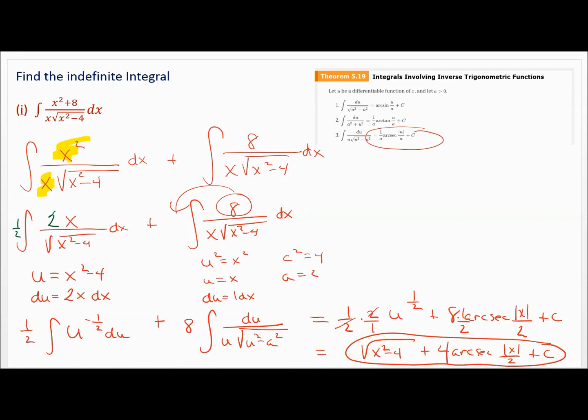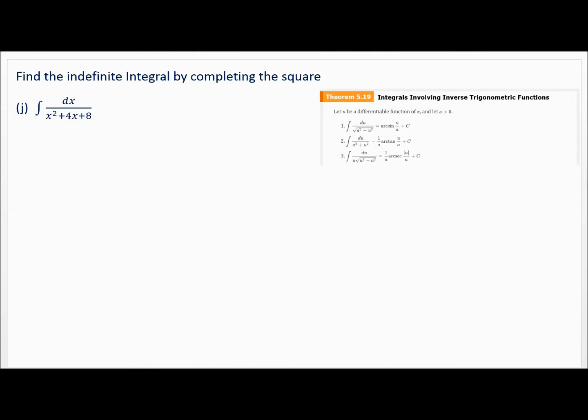Apologize for that. Okay, folks, I have 2 more problems I want to show you. Notice the directions say find the indefinite integral by completing the square.